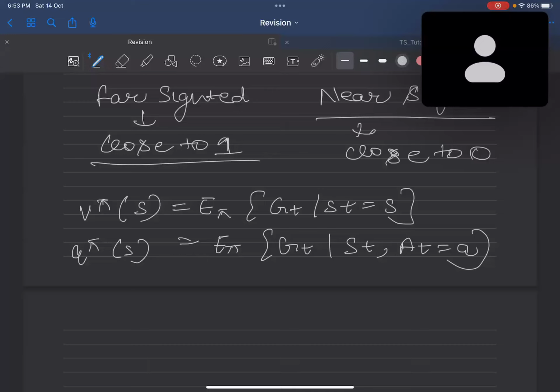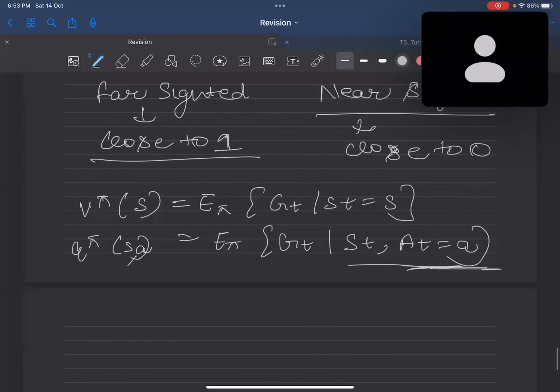Capital RT versus capital GT. Is it the reward and return, I think? Is it Q by S comma A or only S? Q pi is S comma A only, na? S comma here on the left hand side. Okay. Yes, you're correct.